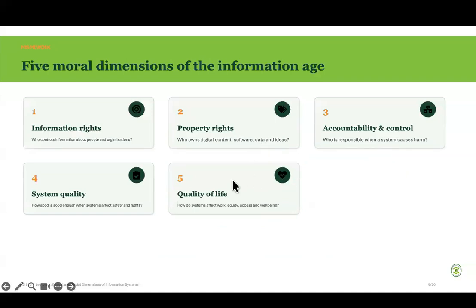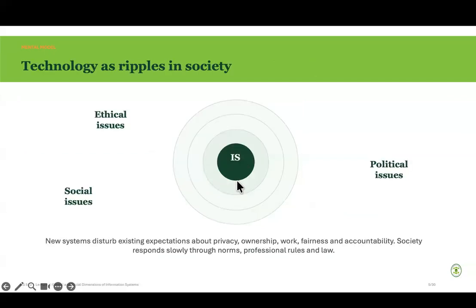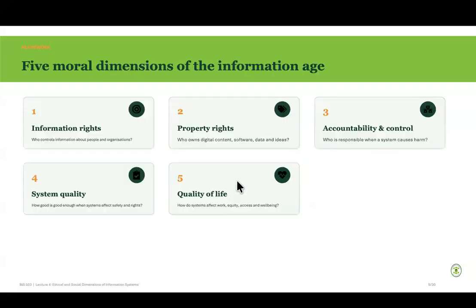Now, looking at the last slide, where we indicate that when information systems are introduced, they raise ethical, social, and political issues. They do so with regards to five moral dimensions of the information age. And these five dimensions will give us a practical way to analyze information systems. So the first is information rights and obligations. And this one has to do with who controls our data, and what duties come with collecting our data.